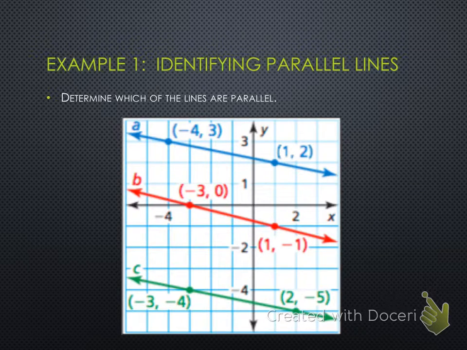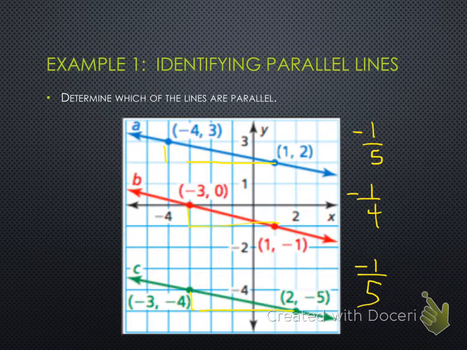So in our first example here is identifying parallel lines. Determine which of these lines are parallel. If you look at line A here, we have a rise of -1 and a run of 1, 2, 3, 4, 5. So -1 over 5. For B, again, we have a rise of -1 with a run of 4. So -1 over 4. And for C here, again, we have a rise of -1 and a run of 5.